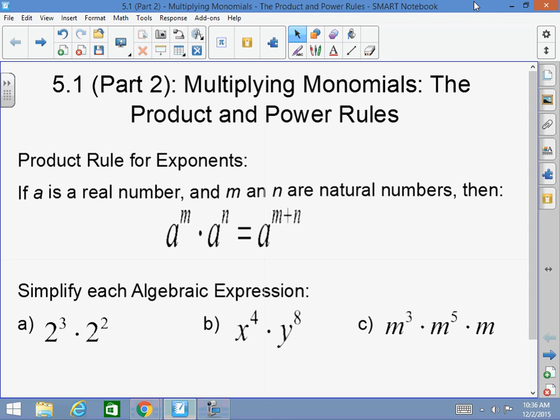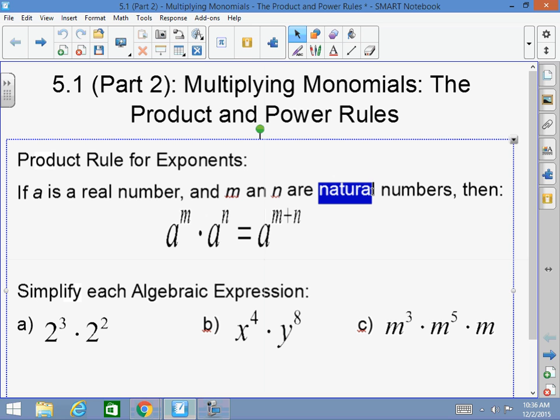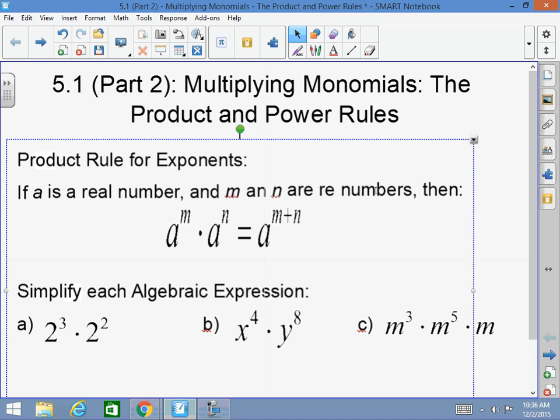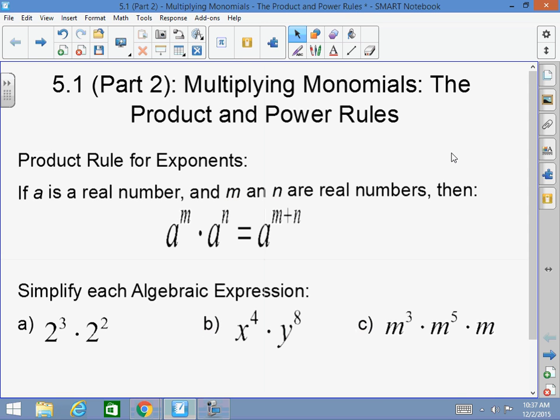And you know what? This is wrong. If a is a real number and m and n are actually real numbers as well, because I can have negative exponents. They're not really monomials at that point or polynomials, but I can still have them and I can add them. So what's happening here is, again, if I have the same base, I keep the base and add the exponents.